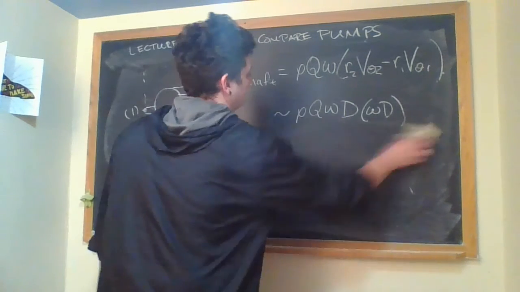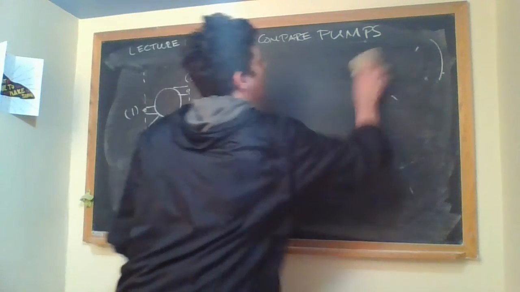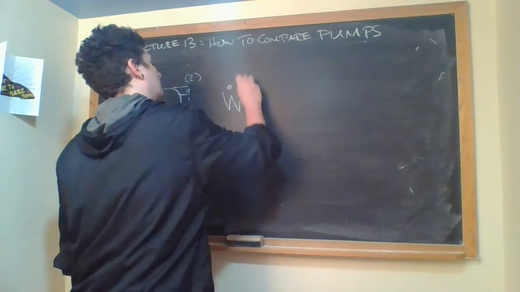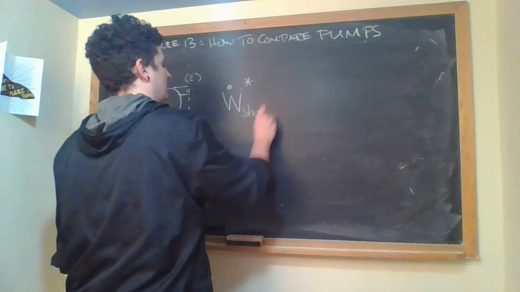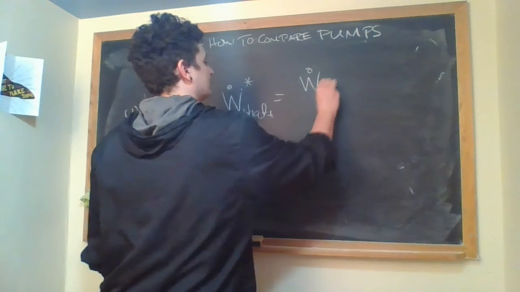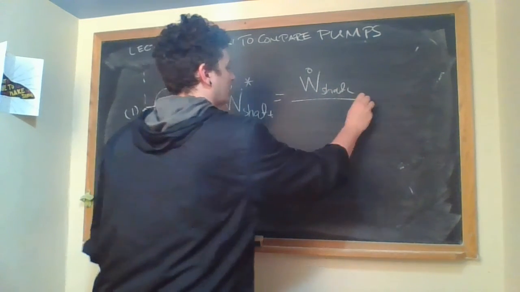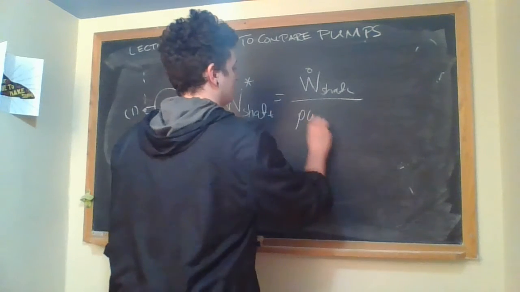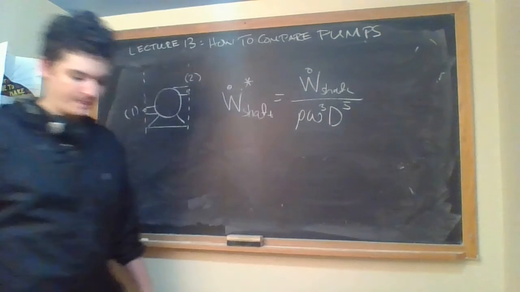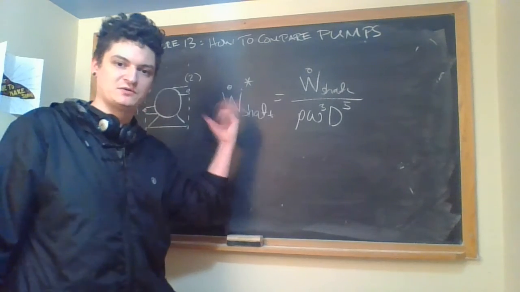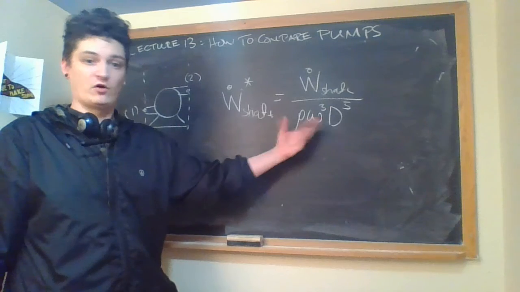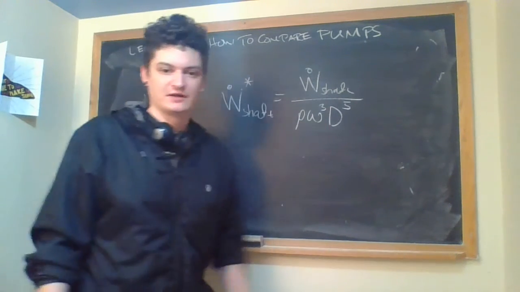So then, boom, we have our non-dimensional shaft power. I use star for non-dimensional quantities. So that is the actual shaft power, and we normalize it by rho omega cubed d to the 5th. That is the non-dimensional shaft power, and you normalize by this value right here because of the arguments of scale we just went over.